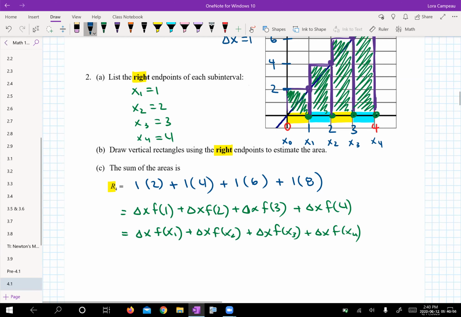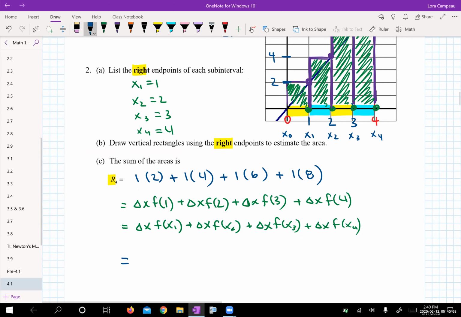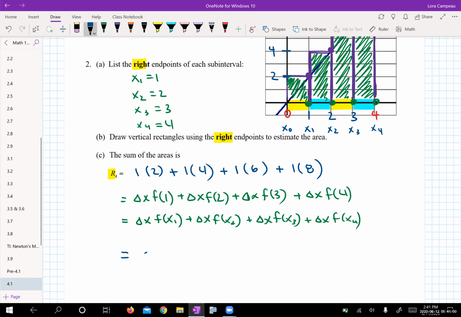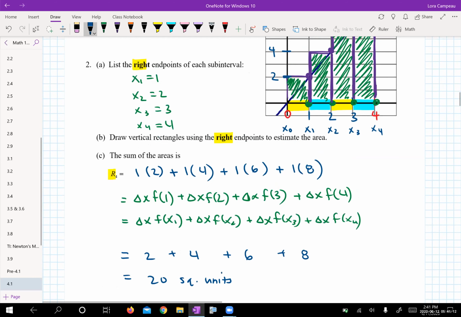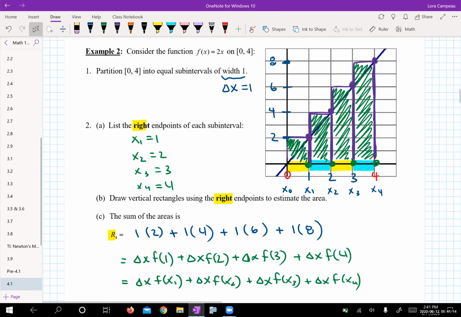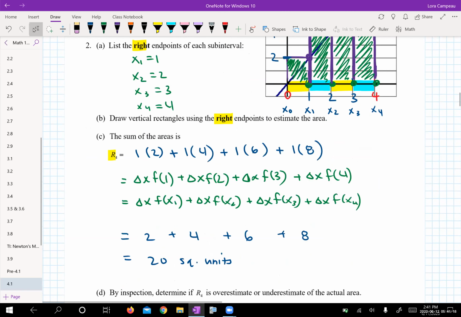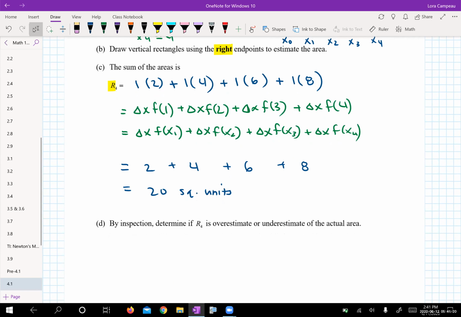So having said that, we could just do the calculations. 1 times 2 is 2, 1 times 4 is 4, 1 times 6 is 6, 1 times 8 is 8. We add all this up, and we should get 20 square units. And then by inspection, when you made all your rectangles, all those rectangles appear to be bigger than the curve. So for sure, R4 is an overestimate.